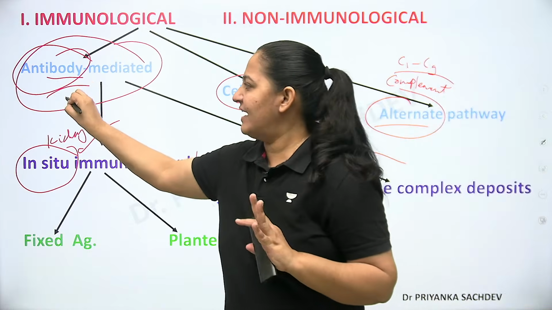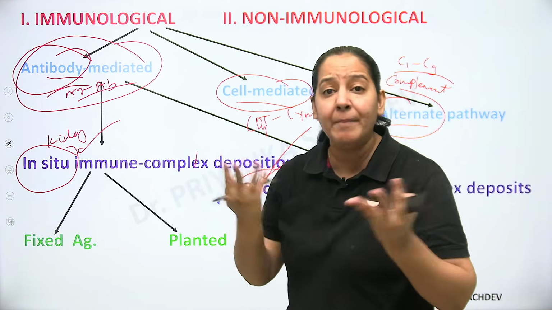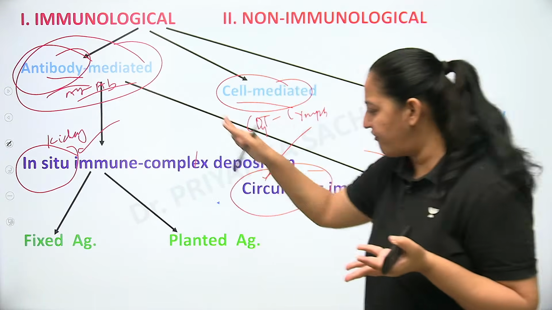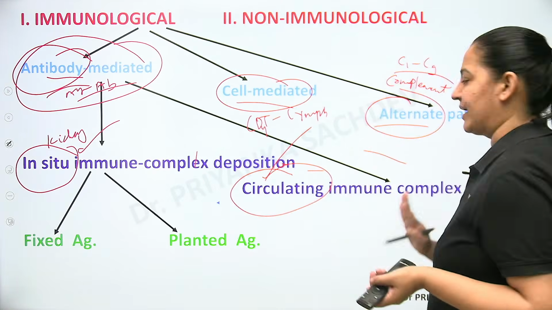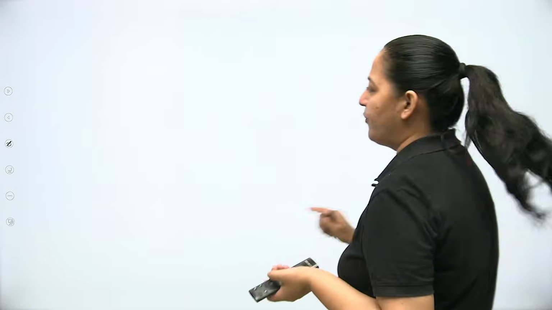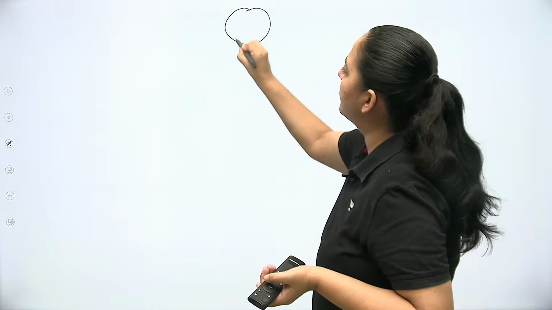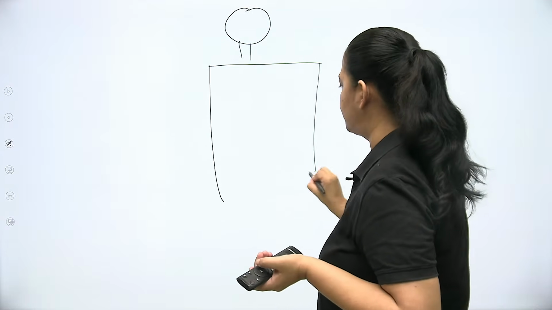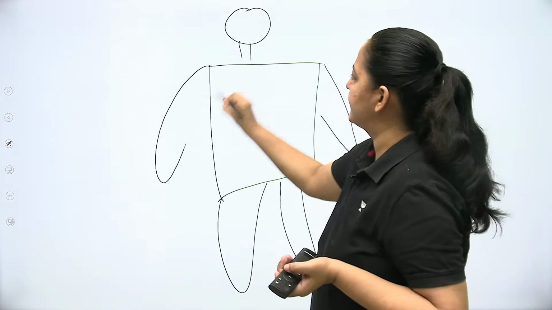So antibody mediated antigen antibody complexes are formed. Antigen antibody complexes कहाँ बनेंगे? Where? They are forming in the kidney directly, or first they are forming in the blood and then going to the kidney. So in situ complex or circulating complex. Okay, I will explain. Don't worry. The things are simple if you understand. Let me draw a rough sketch diagram of a human body to help you with the understanding of what is actually happening, to explain the mechanism.